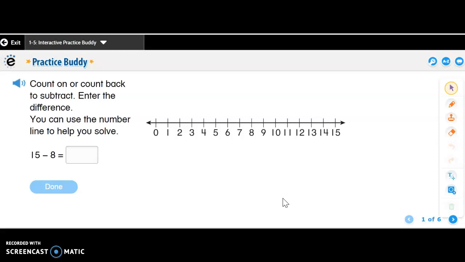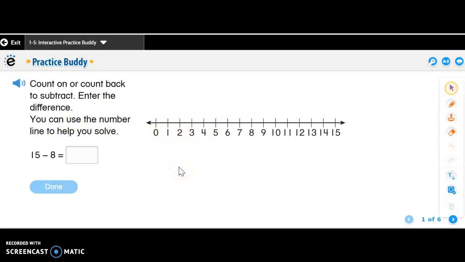If we're finding the sum, that means we're adding. If we're finding the difference, we know that we're going to be taking something away. We are going to be finding the difference between two numbers, subtraction. So let's go ahead and start. On the first one here, it says count on or count back to subtract. Enter the difference. You can use the number line here to help you solve.